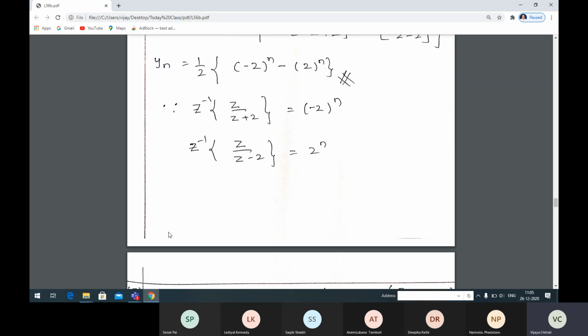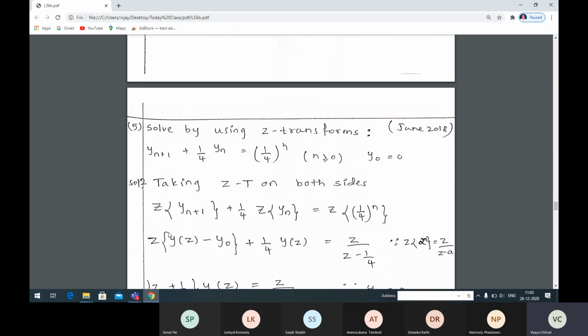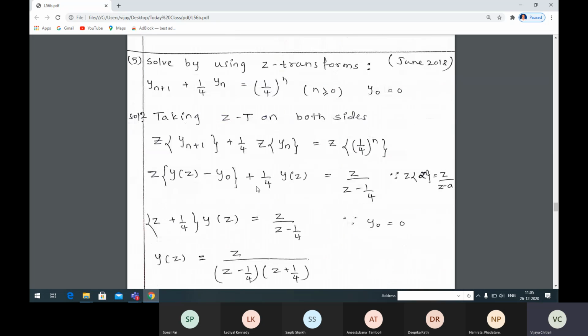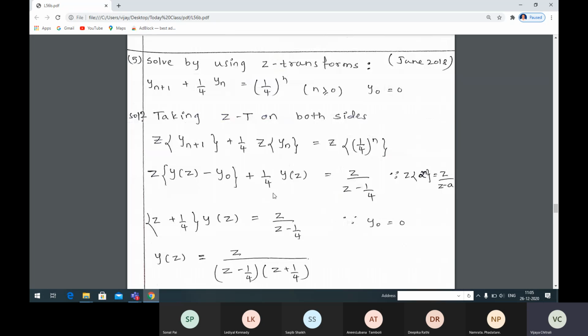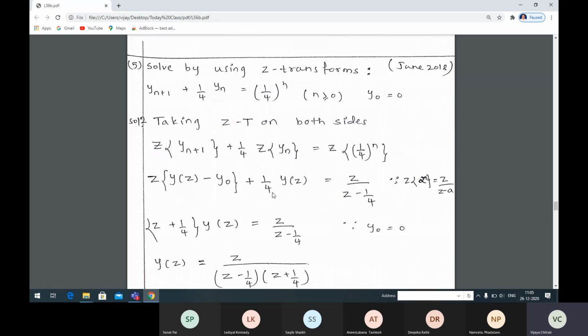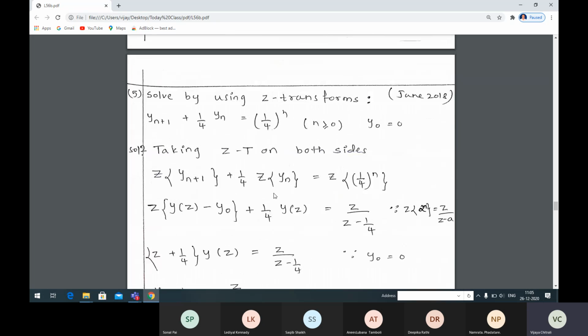Now let us solve one more example. So last example, and a simple one also. Solve by using z transform: y suffix n plus 1 by 4 y suffix n is equal to 1 by 4 raised to n, given that n is positive and y naught is equal to 0.